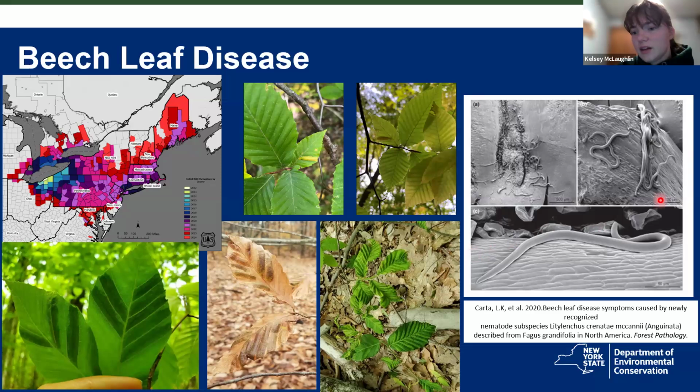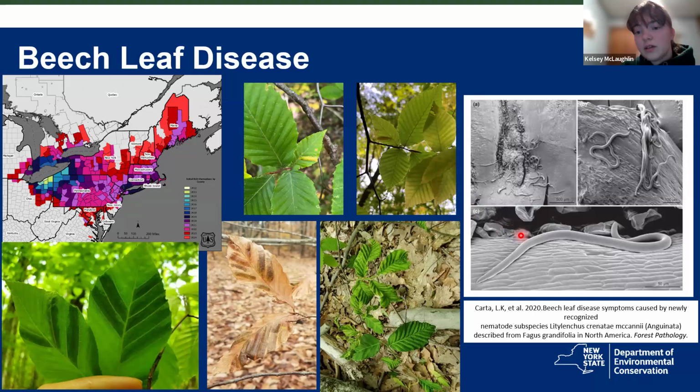And this is the guy that the disease is associated with. This is Litylenchus crenatae mccannii. It's a nematode, which is a microscopic worm. And what he's doing is living inside of those darkened areas and feeding on the leaf tissue. And that feeding, and they think the proteins and chemicals it produces, causes essentially a gall, so a thickened area. And that's what makes that dark stripe.